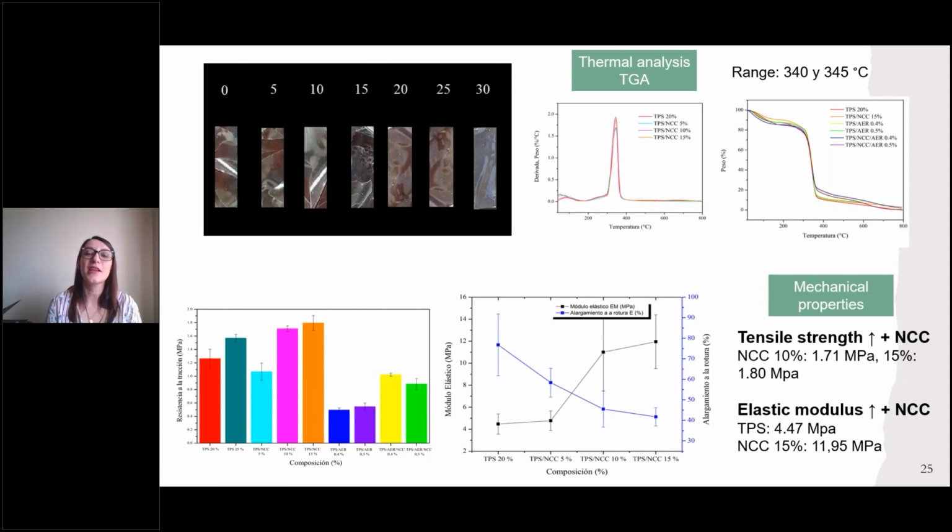Those were characterized also by thermal analysis. The range of thermal decomposition is between 340 and 345. It's a small range. And for mechanical properties, as you can see, as more NCC was added the tensile strength increased, and the maximum amount was 15%. And the elastic modulus has a similar behavior, more NCC, higher elastic modulus, and the highest amount was 15% of NCC.